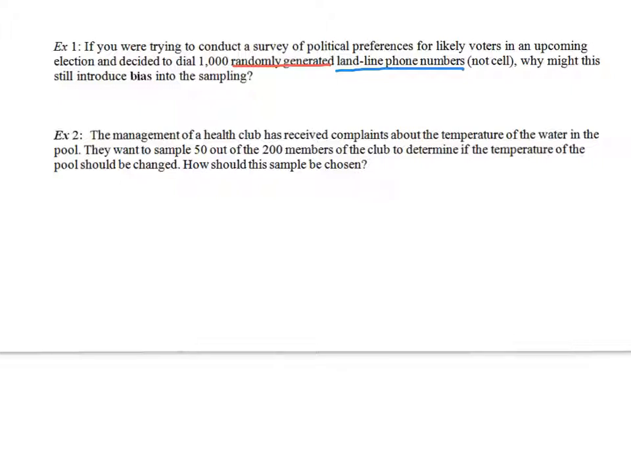The management of a health club has received complaints about the temperature of the water in the pool. They want to sample 50 out of the 200 members of the club to determine if the temperature of the pool should be changed. How should this sample be chosen? So first of all, anytime we are choosing a sample, we've got to make sure that we are talking about randomization. So we want random selection of the people that are going to be asked about the pool temperature. Secondly, we want to make sure that we aren't introducing bias.